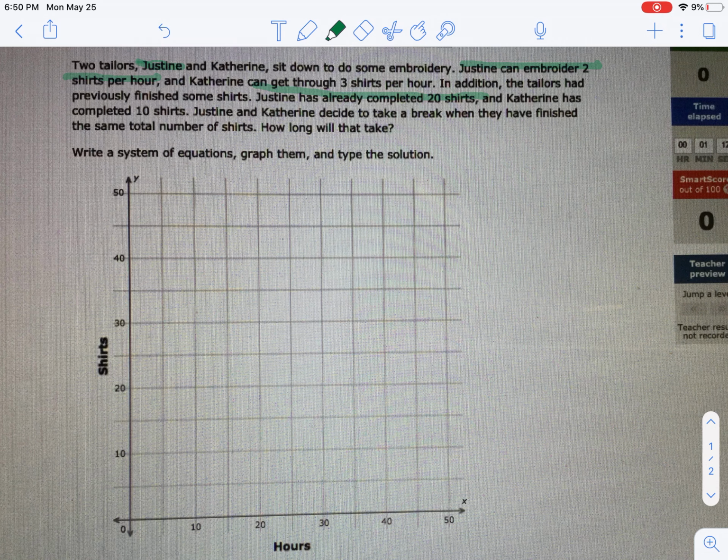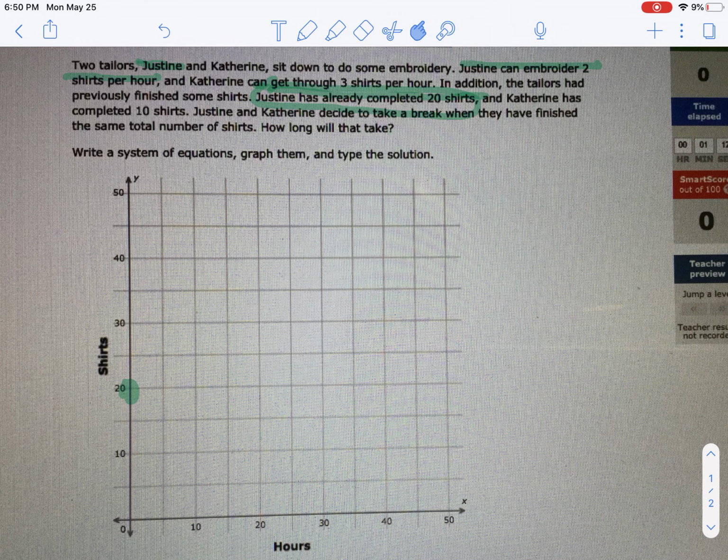So Justine will be represented in green. So here, where it says Justine has completed 20 shirts, we know that Justine is going to start with 20 shirts because she's already completed 20 shirts. Okay, now comes how much she can do per hour. It says Justine can embroider 2 shirts per hour.